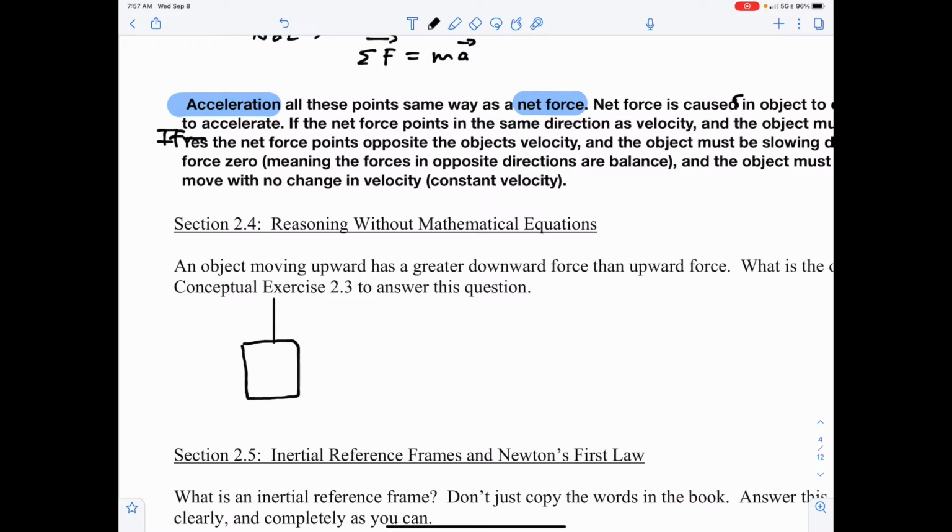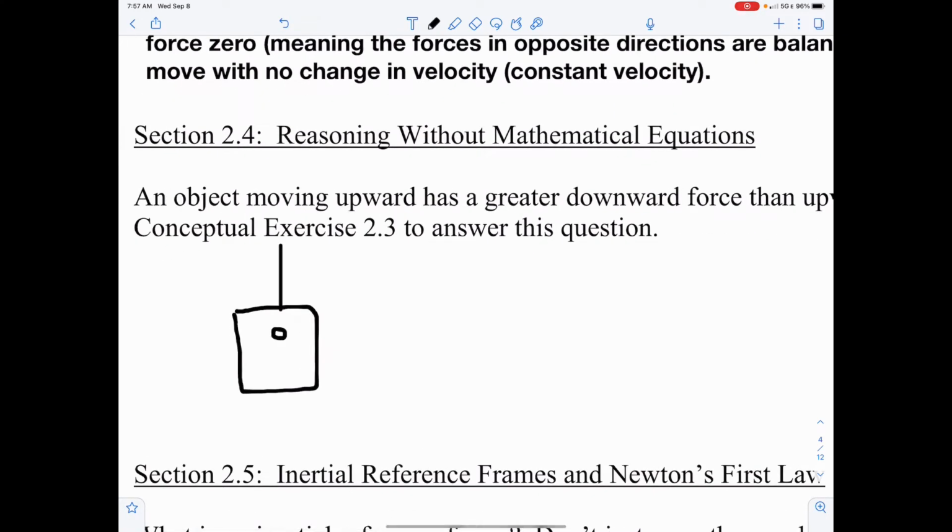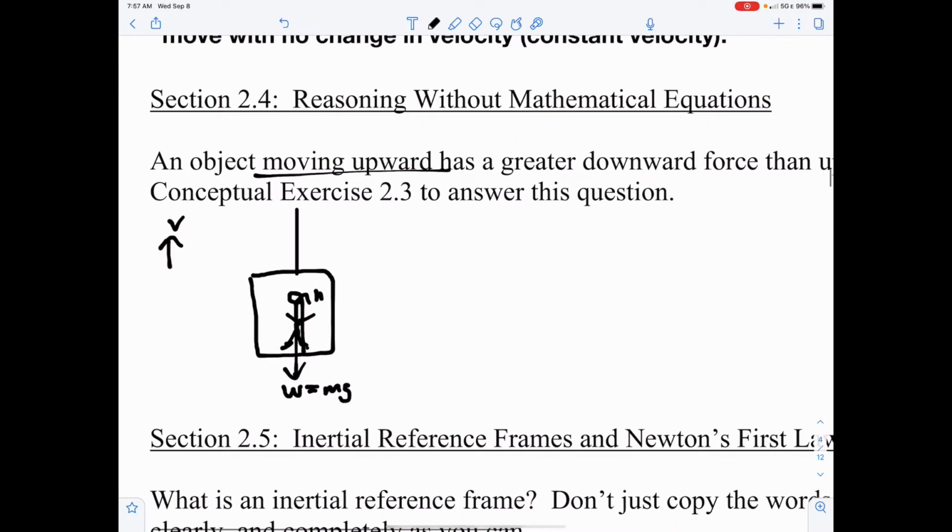We're talking about the person on the elevator, so not the forces acting on the elevator, but the forces acting on the person inside the elevator, which would be their weight and the normal force acting on their feet. Now, it says the object is moving upward, so the velocity is upward. And we are told that we have a greater downward force than upward force. So the weight is greater than the normal force.